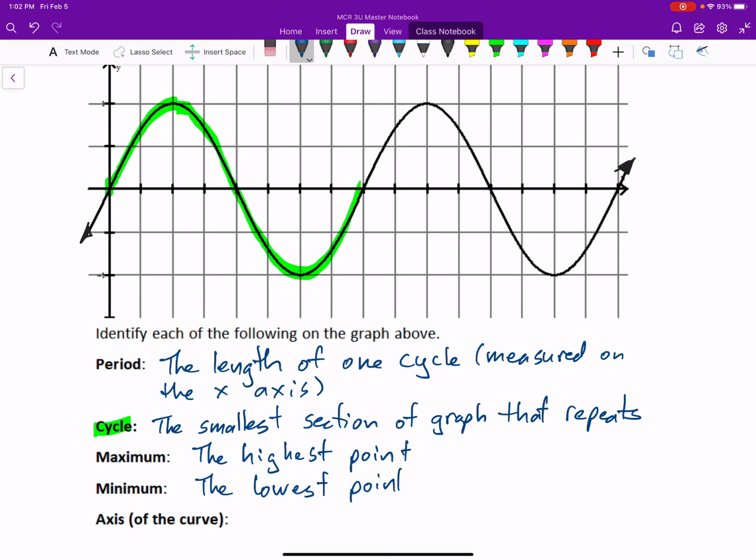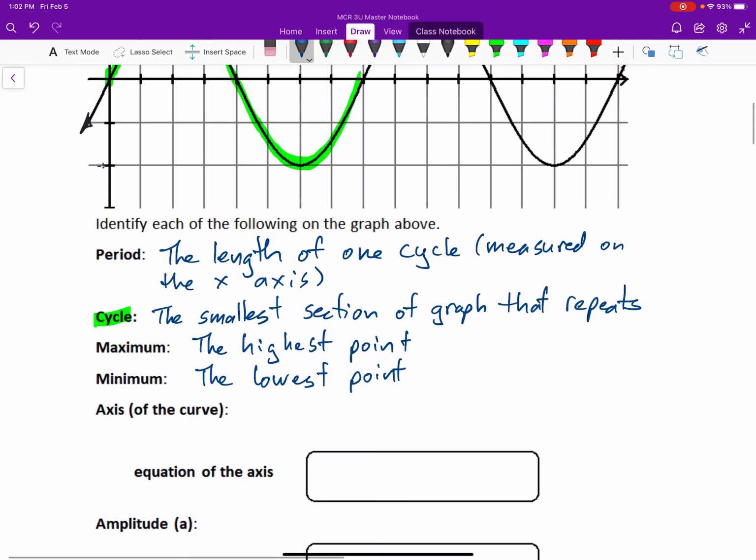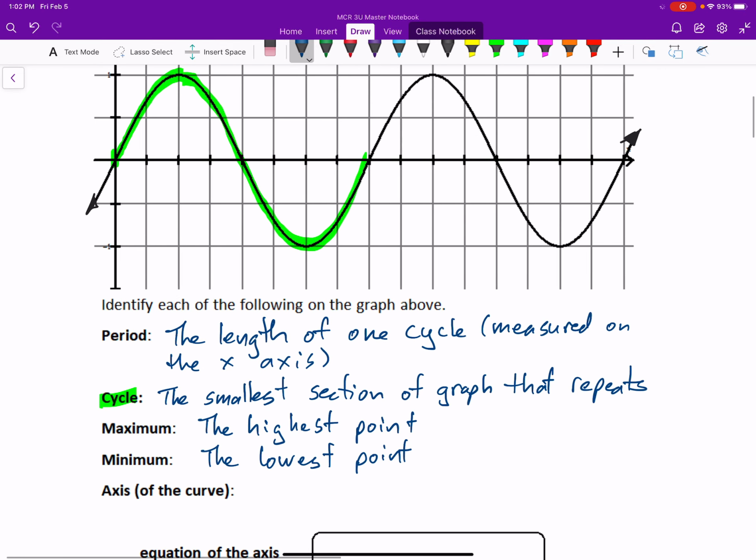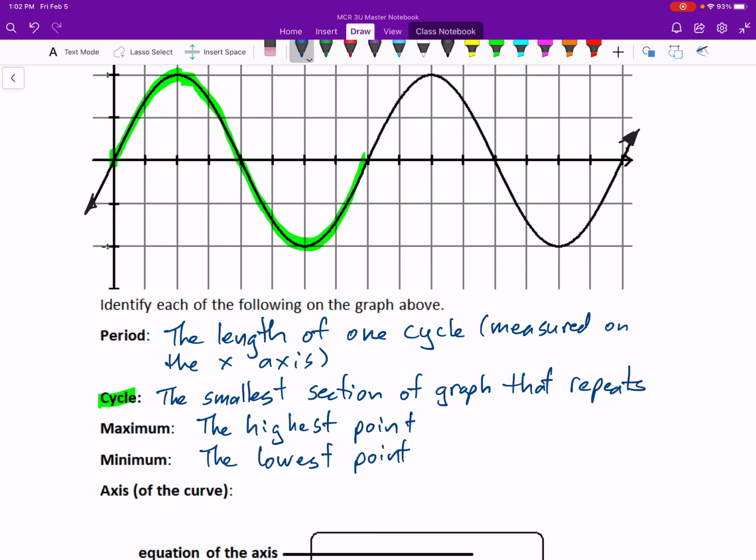The axis of the curve is sort of like a horizontal axis of symmetry. We know what an axis of symmetry is for a quadratic. It's that vertical line that cuts the quadratic in half. And then we could fold that parabola on the axis of symmetry, and the two halves would match up. So this is sort of the same thing, but it's different as well.